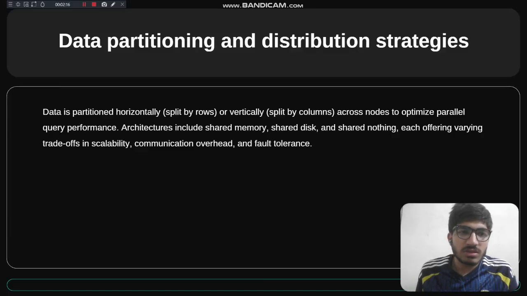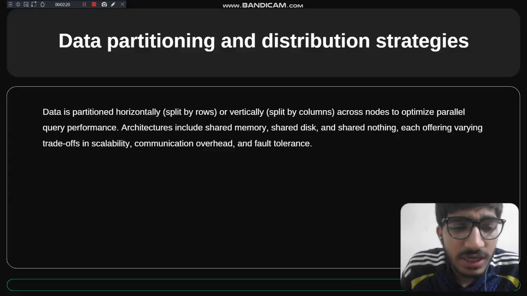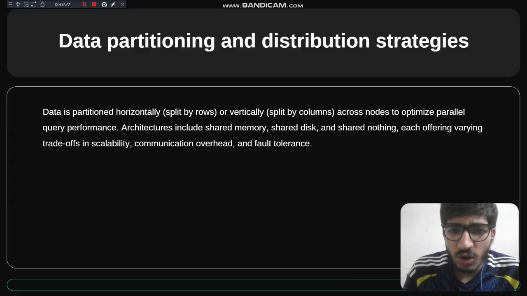So the next topic is data partitioning and distribution strategies. Data is partitioned horizontally or vertically across nodes to optimize parallel query performance. Architectures include shared memory, shared disk, and shared nothing, each offering varying trade-offs in scalability, communication overhead, and fault tolerance.